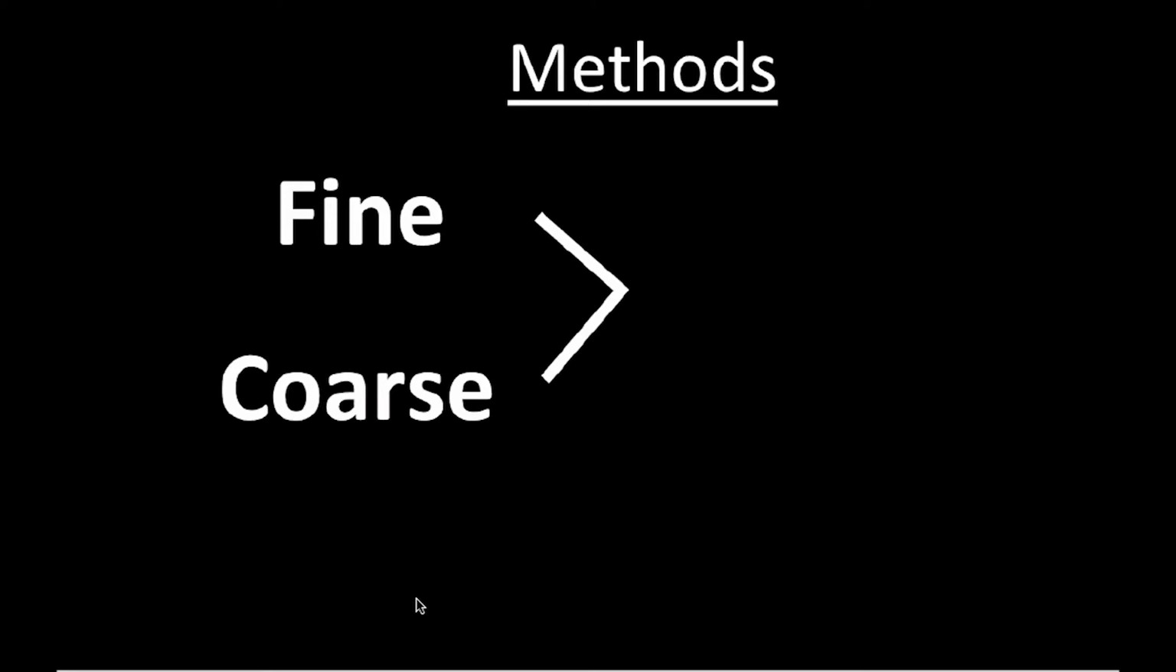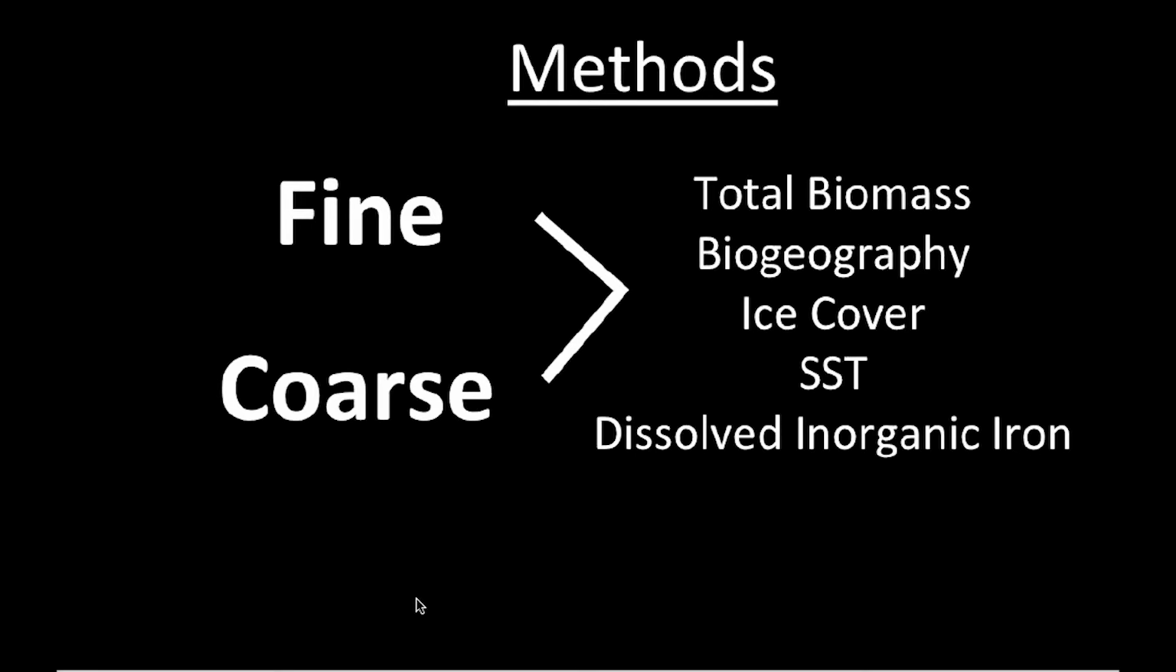So our methods involved looking at 5 factors over our fine and coarse resolution models, and that includes total biomass, biogeography, ice cover, sea surface temperature, and dissolved inorganic iron, which is a very important nutrient for phytoplankton growth.